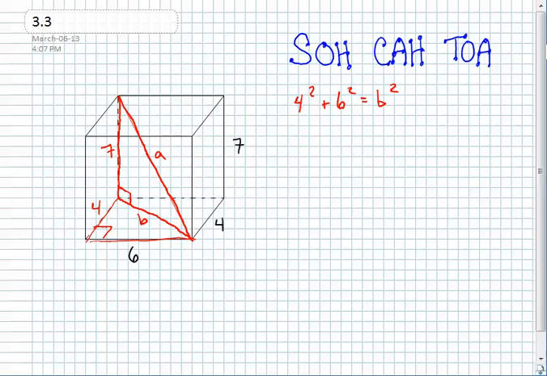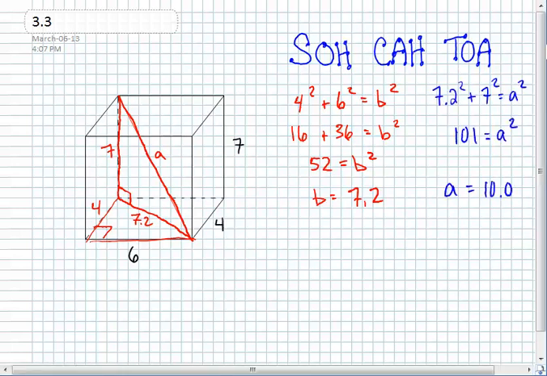Just leave it in your calculator, but if you want to round the answer to one decimal place and write it down, that's fine. It's roughly 7.2. And likewise, now you can use Pythagoras to get what A is, same process. And you get A is 10.0, so that adamantium bar is 10 whatever units long.